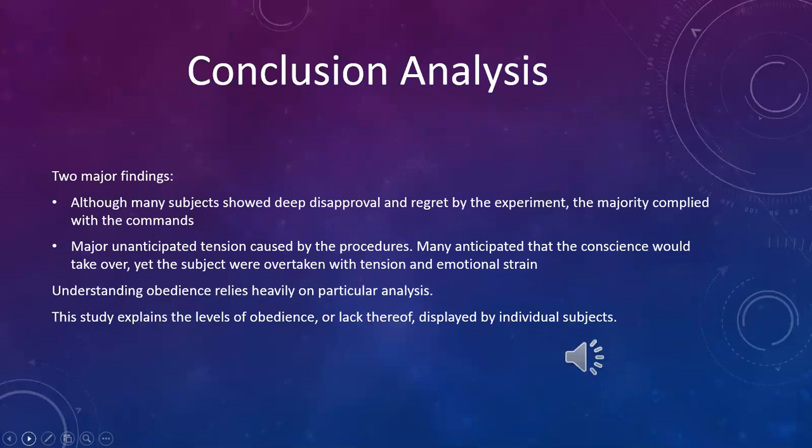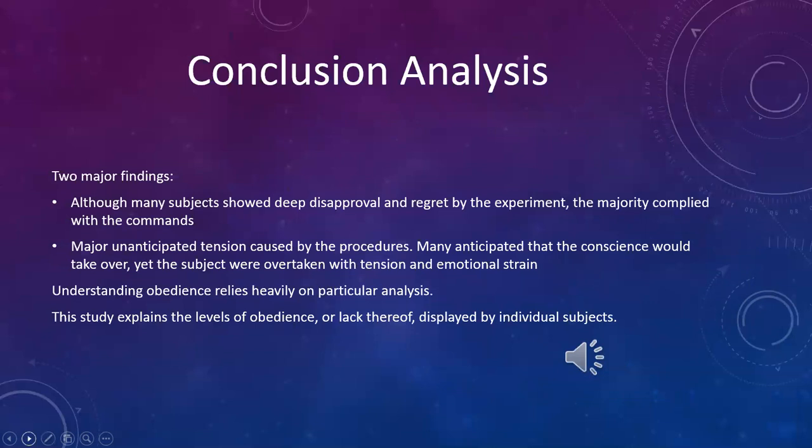This experiment yielded 2 major findings that were very shocking to researchers. It is important to note that many people from childhood understand that it is morally wrong to hurt another person against their will. That being said, the first major finding was that although many of the subjects showed deep disapproval and regret from the experiment, the majority of them complied with all of the commands. In fact, 26 of the 40 participants reached the maximum possible level of shock at 450 volts.